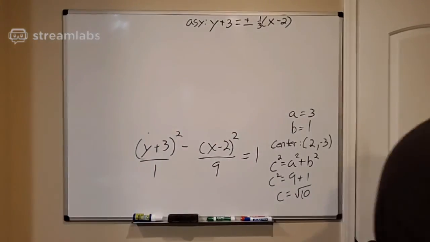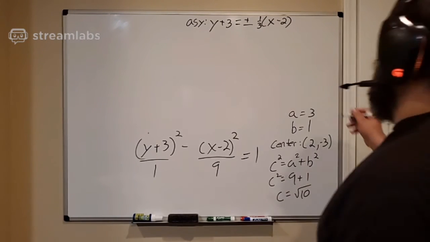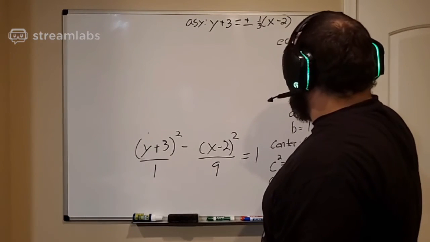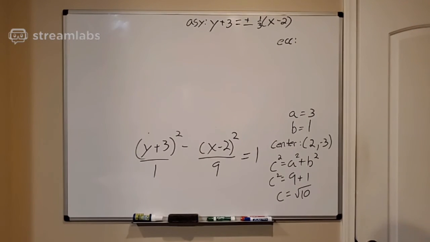Is there anything else? Oh, eccentricity. And then we need our eccentricity value. This won't help us with the graph, but they will possibly ask us for it. So how do we find our eccentricity value? Anybody remember that formula? Wouldn't it be C over 3? It's C over A or C over B. I don't know which one.